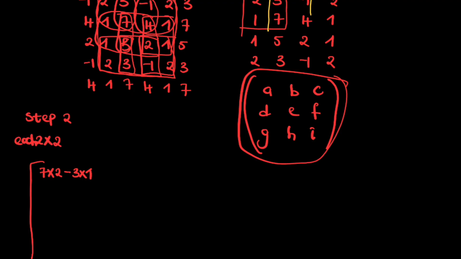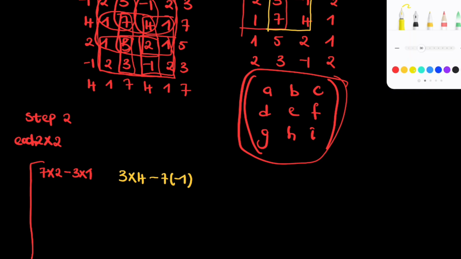Let's take the second 2 by 2. So that now will give us 3 times 4 minus 7 times minus 1. So we are taking each 2 by 2 and looking for their determinants. So the first 2 by 2 will give us the first element, A. The second now will give us B. So let me take the next.